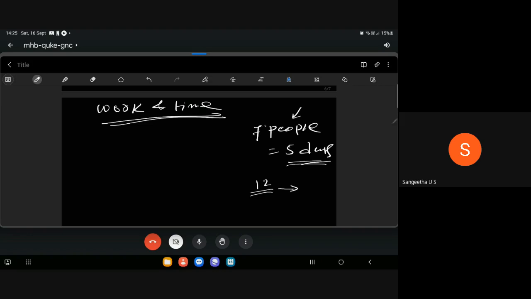Or suppose out of 7 people, 5 people left. Now you are left with 2 people. Now the quantity of work will not be reduced. The workers are getting reduced, but the quantity of work will be the same. So automatically, if the number of people is reducing, the time will be increasing. 7 people can complete the work in 5 days, so 2 people will take more days. It will not be completed in 5 days. So this is the basic fundamental.